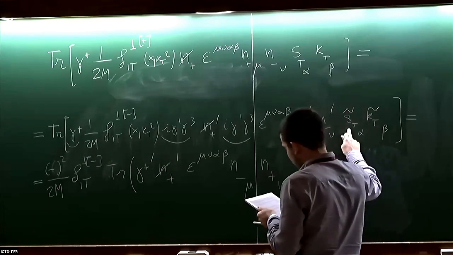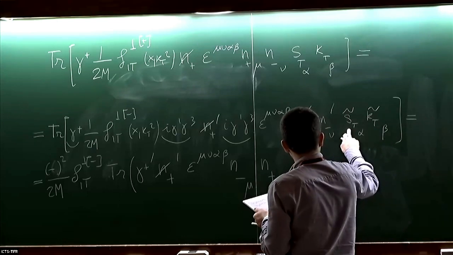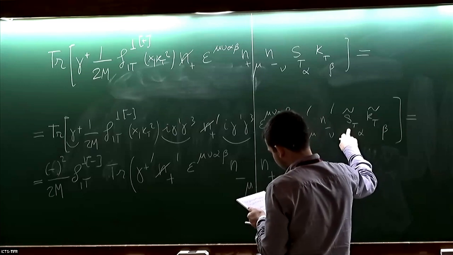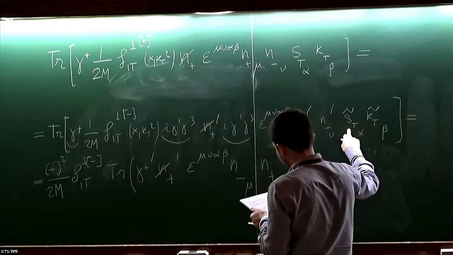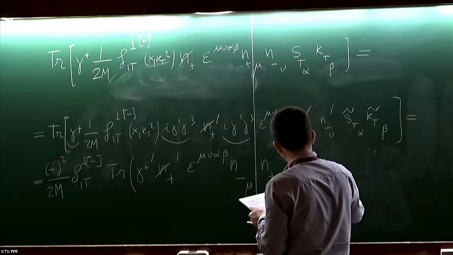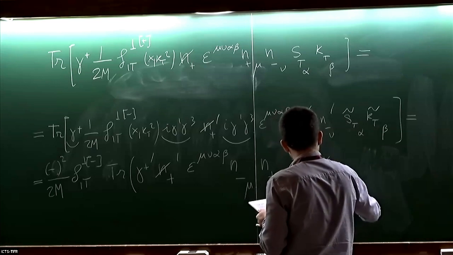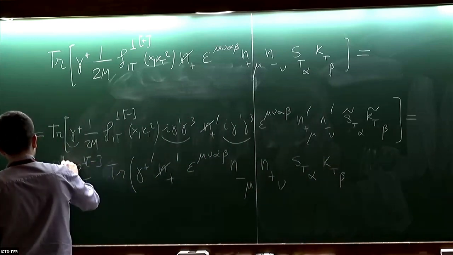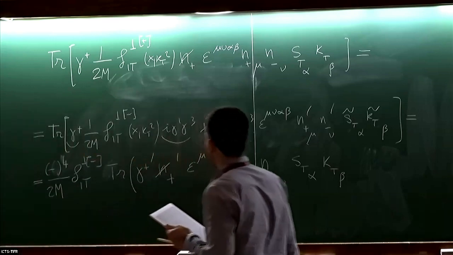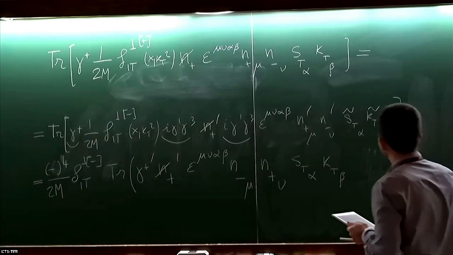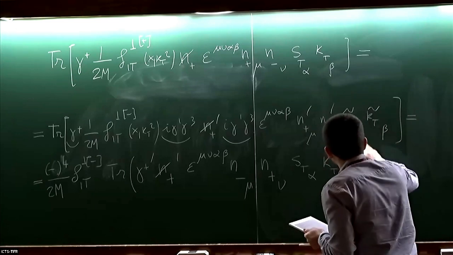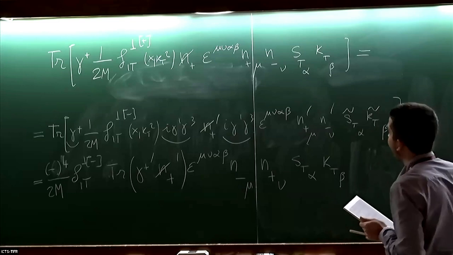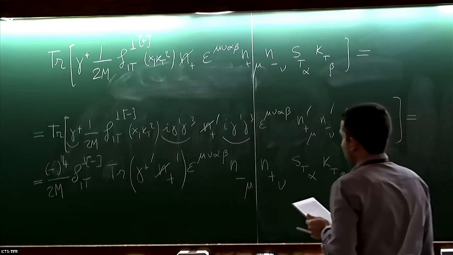S tilde becomes this. So I get, wait a second. Yes, S T alpha and K T beta give me two other minus signs. So I have a power of four in total. So no minus sign up to now. Okay, so let me put the parentheses here because these are not Dirac indexes.